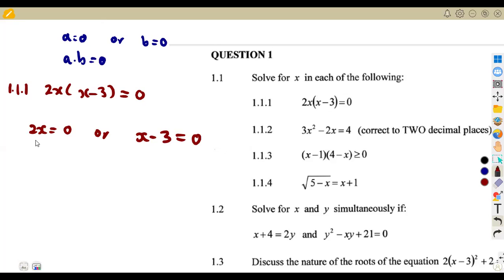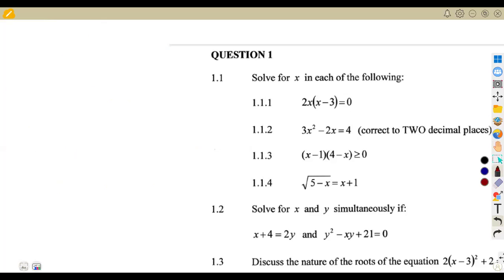So we can have the value of x here, just divide by 2. So x is equal to 0 divided by 2, that's 0 there. Or x is equal to, if we transpose negative 3 to the other side, it's going to be a positive 3. So these are the possible values of x that we needed. 2 marks for that.